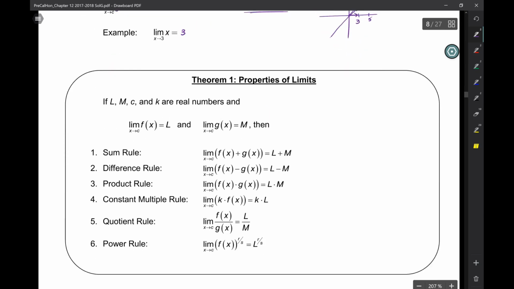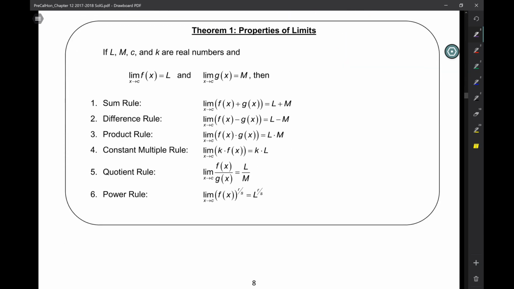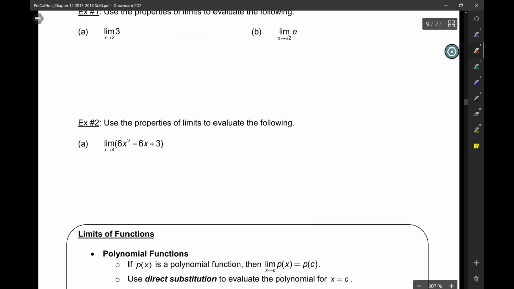Okay, now, here are some properties for us. So L, M, c, and k are real numbers. The limit of f of x as x approaches c is L. The limit of g of x is M. Okay? Now, if I want to find the limit of f of x plus g of x, I find the limit of f of x separately, g of x separately, and I add them. So it's L plus M. Subtraction is the same. Multiplication, division, all the same. All right? Let's do a couple.